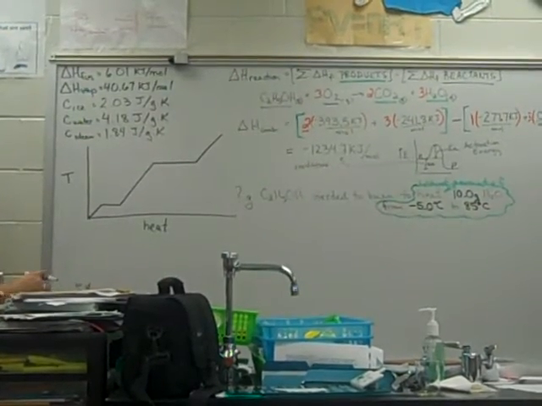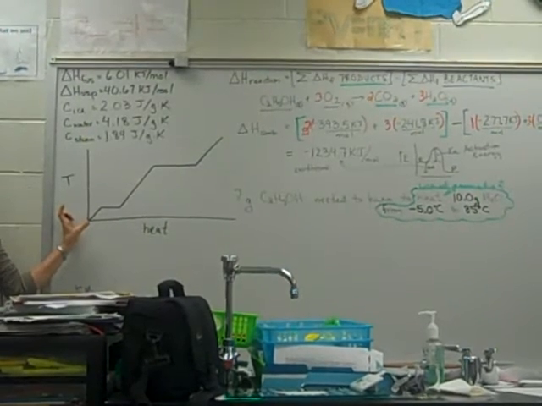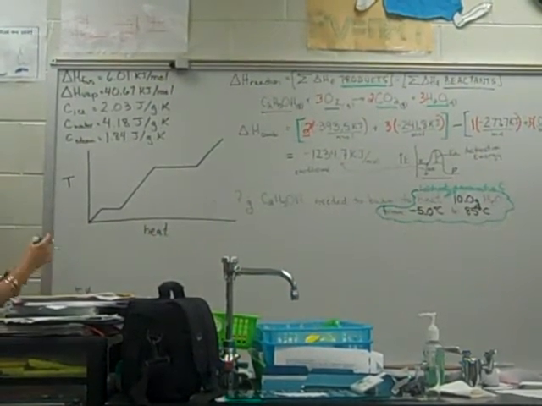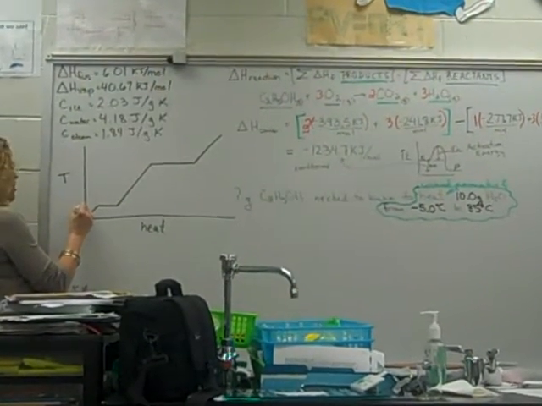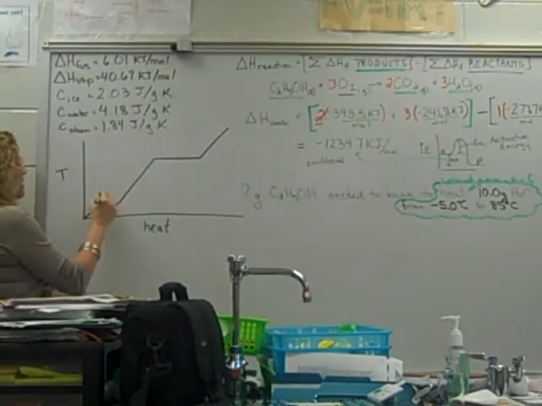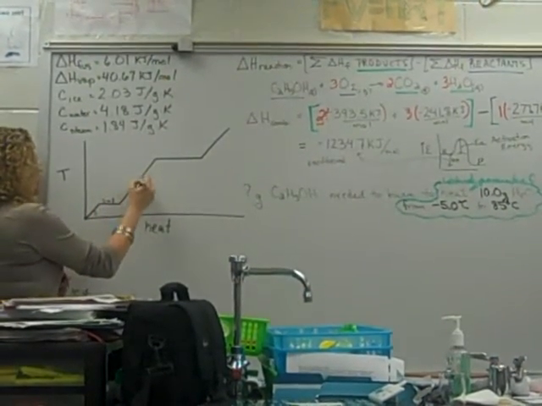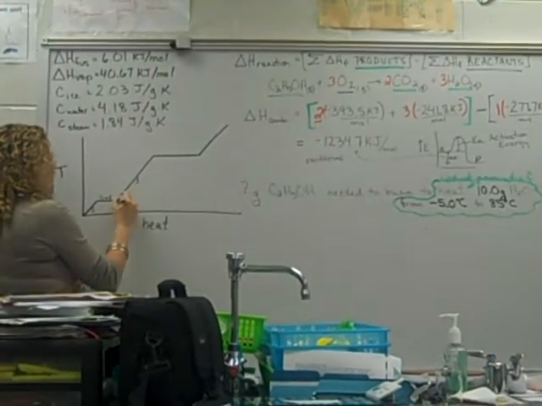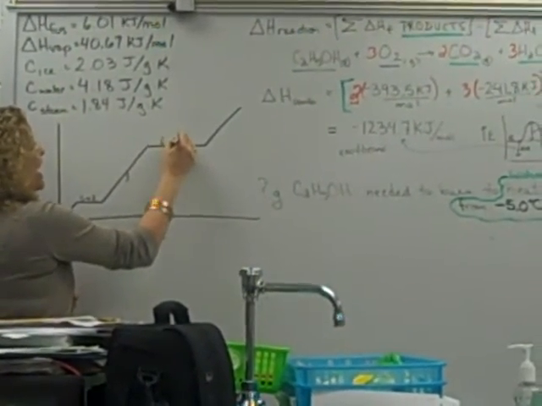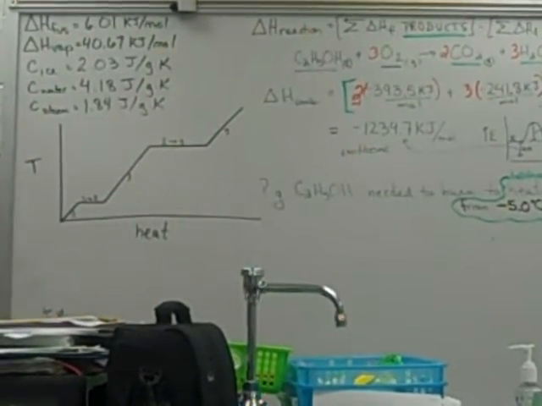So, for any substance, this is your generic graph. But for each substance, you have very specific things, like, for example, for water. And for every substance, this represents solid. This represents melting, so solid to liquid. This represents the liquid phase, heating up. This represents liquid to gas. And then this represents the gas heating up.